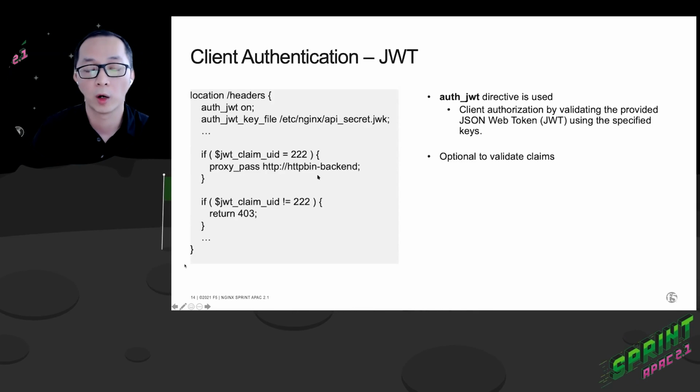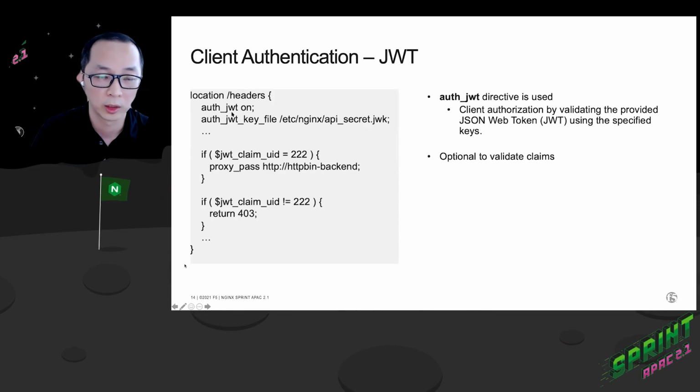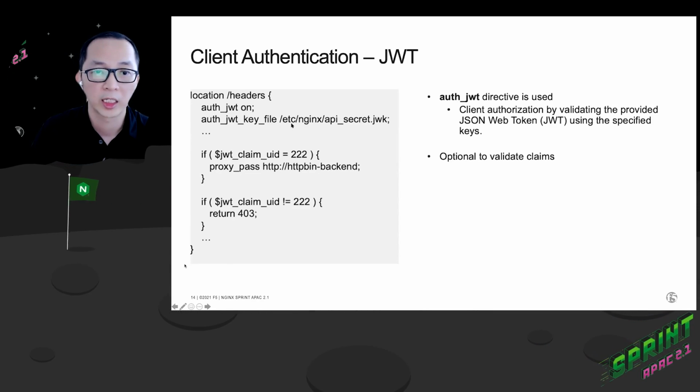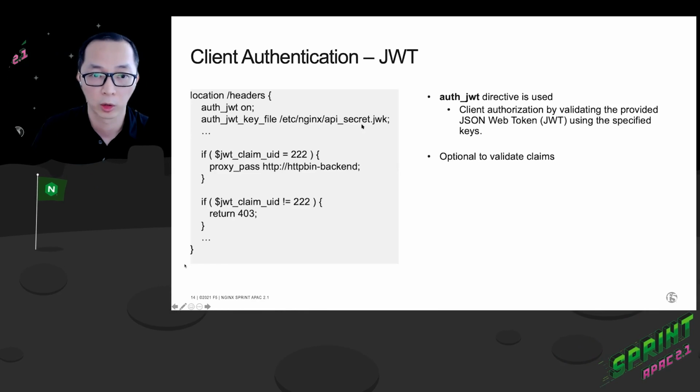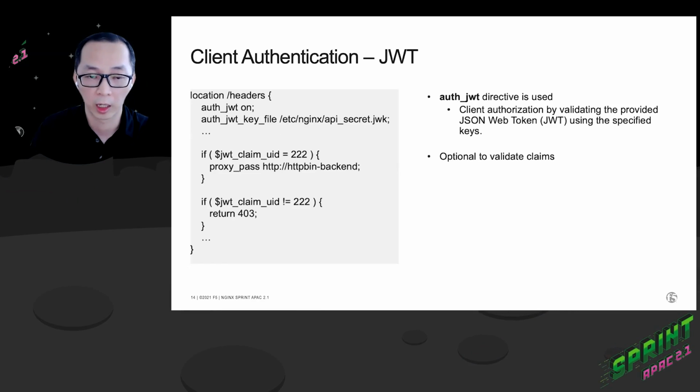Now, one of the most common ways of doing the JWT validation, we will use auth_jwt to turn on, and this is my secret file, which I will show you later. With these two directives, we will do authentication validation, matching the right token. We allow you to go through, but we can take one step further to do the claim validations as well.